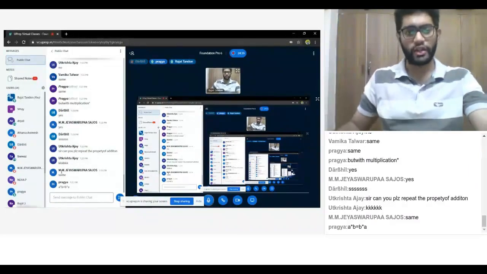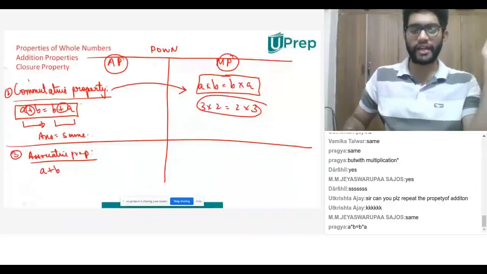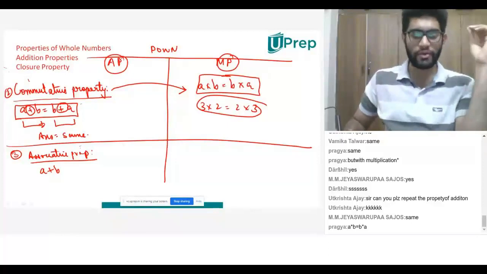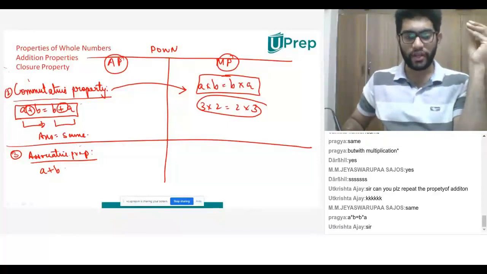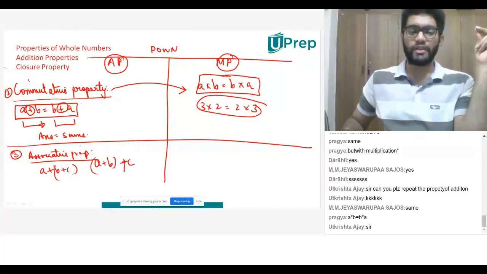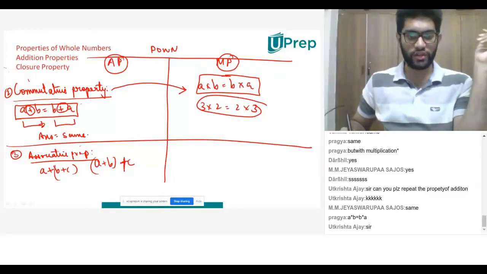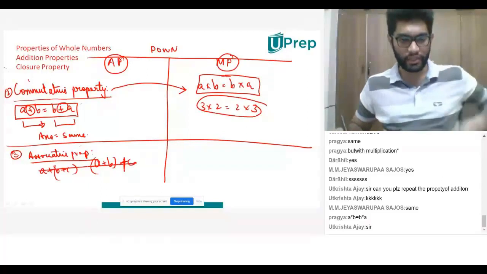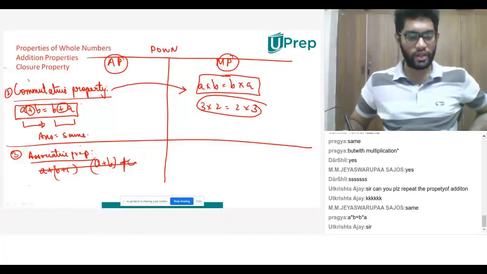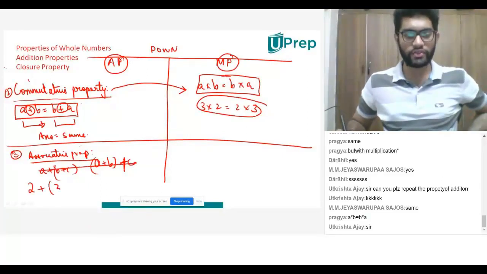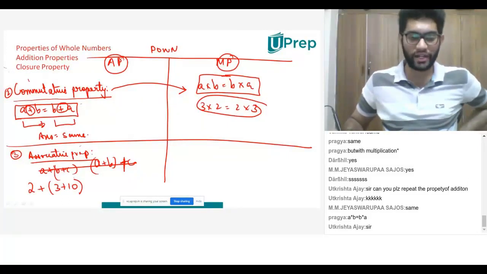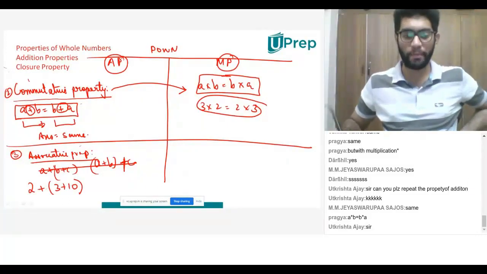Okay, thank you. So guys, the idea is not to remember properties such as A plus B plus C bracket or A plus B bracket plus C. No, this is not what you have to remember. You just have to understand and apply it. If I'm giving you 2 plus 3 plus 10, I do not want you to memorize brackets or something. It's just about how you open this up.